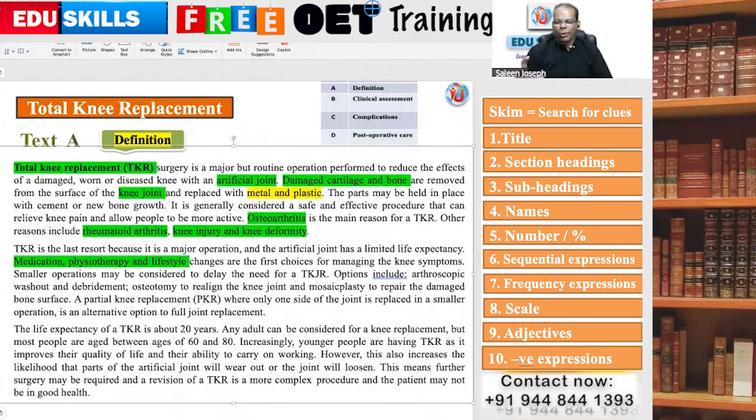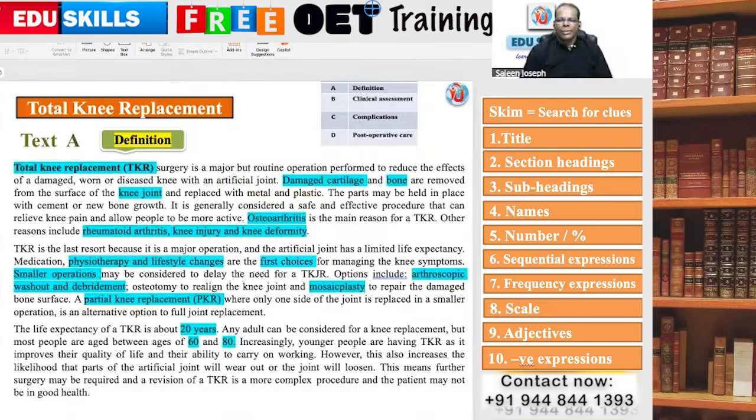They come under treatment. Our clue is treatment or intervention. This is procedure. Small operations, procedure. Name of it, debridement. Partial knee replacement, PKR. Abbreviations are important, I said. When there is abbreviation and name together, very, very important. Then full joint replacement, then 20 years, 60 and 80. But with this, you can have all the answers. Is that cool? So the skimming is done.